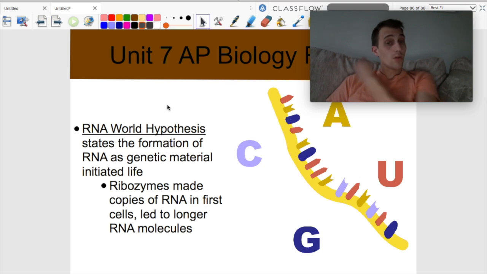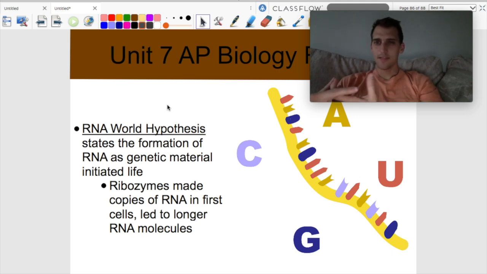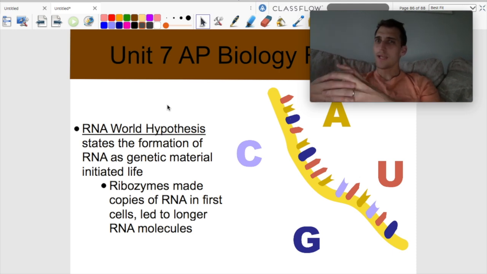So the RNA world hypothesis states the formation of RNA as the genetic material initiated life. Okay, so basically, again, this kind of depends on our definition of what a living thing is. Is it just DNA that's able to copy itself, or RNA that's able to copy itself, or is it more complicated than that? What qualifies it as a living thing? But self-replicating RNA was believed to be the first genetic material. And the RNA world hypothesis states that that was first, and that initiated life.